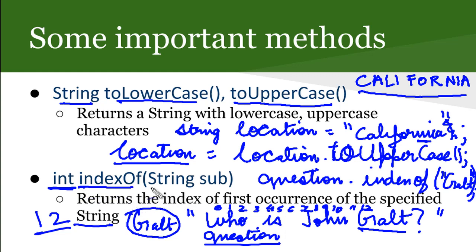Now notice that instead of a string you can also have a character. So if I only wanted to find the position of G, I would have gotten the same answer, 12, but it would just have been for the character. But here I'm searching for the string Galt. So it gave me that the Galt string appears on the 12th position.